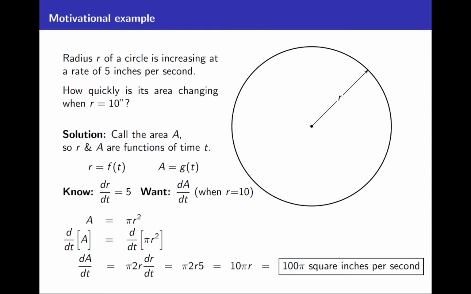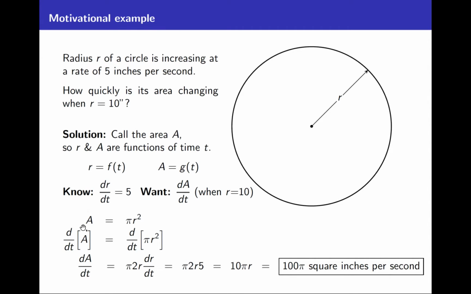What happened here is typical for related rates problems. You'll have a situation in which various quantities are changing. You will know one or more rates of change. It'll be given to you. And you want to find another rate of change. Here it was dA/dt. The way to proceed is indicated in how we solved this problem.